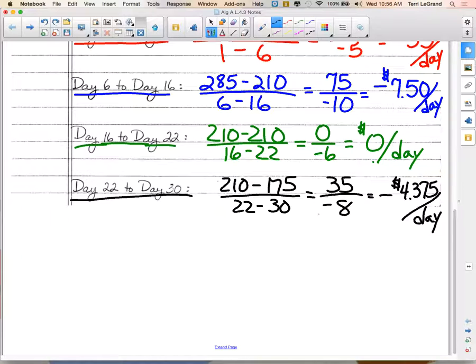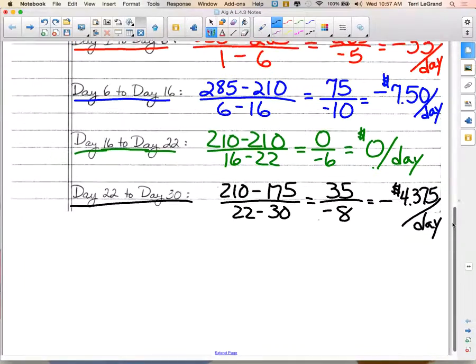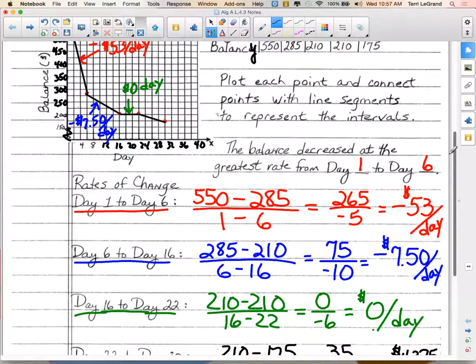So it's really not going down exactly $4.37 every day. It's not going down $4.38 every day. It's going down an average of $4.37 and a half cents per day, even though we know we can't deal in pennies. Okay, so now let's go put that one on our graph. We have a negative 4, and we could just leave it 4.375. It's okay.